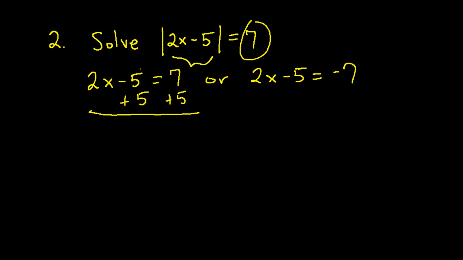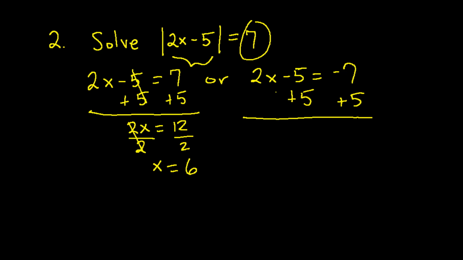So add 5 to both sides, we get 2x equals 12, and divide both sides of the equation by 2 to get x equals 6. On this other one, add 5 to both sides. This time we will get 2x equals -2, and we'll divide both sides by 2 and get x equals -1. I encourage you to check your answers during the test.